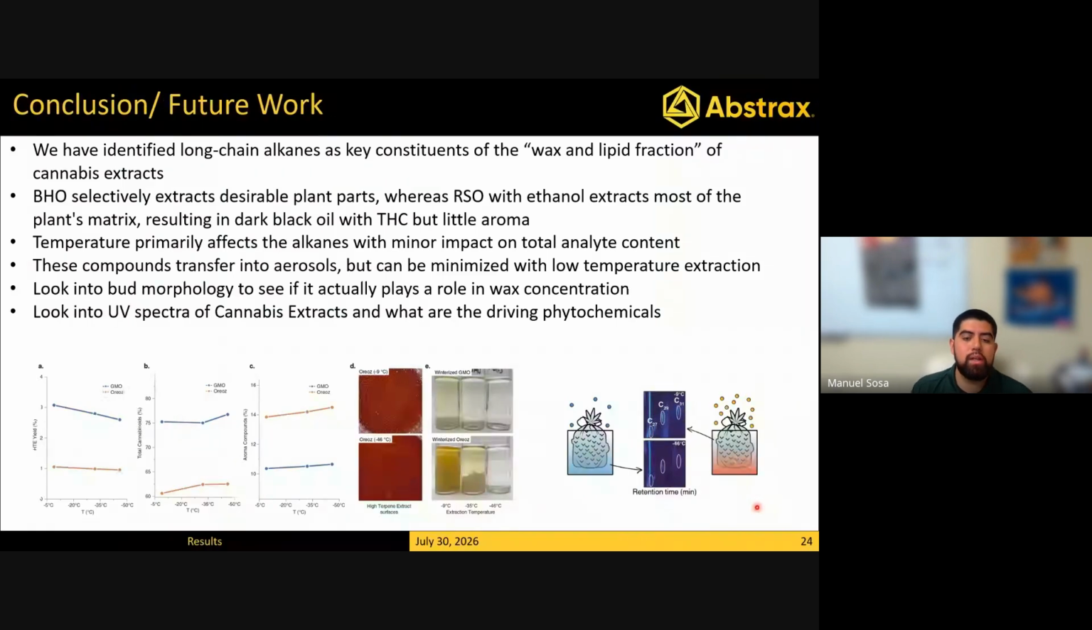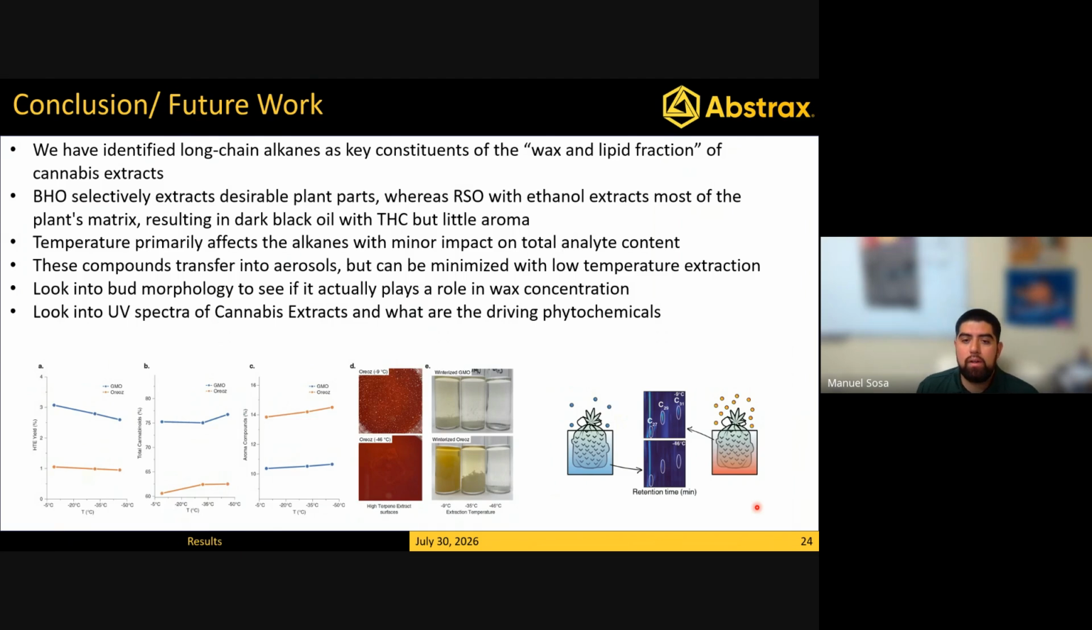But in conclusion, we identified the long chain alkanes in butane hash oil, figuring out what this wax and lipid fraction is, which is kind of a nuisance to the industry, because a lot of people end up getting these and then they'll do the winterization, adding in that second step in order to eliminate them so that they don't end up in your consumer product.